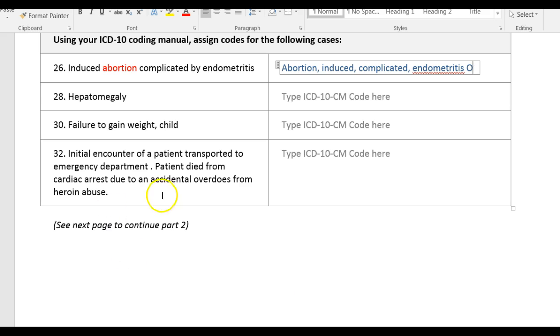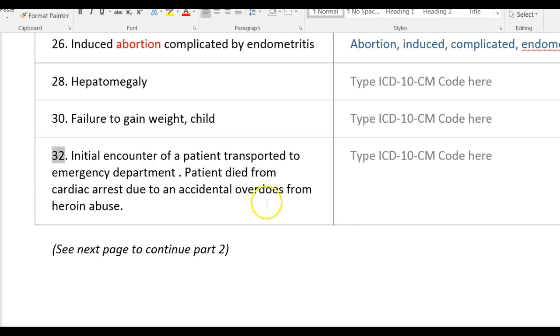Okay, so I am going to review number 32. This one seems like it's maybe a little complicated simply because it's a lot more information in the scenario. 32, and let me enlarge my screen. Initial encounter of a patient transported to emergency department. Patient died from cardiac arrest due to an accidental overdose from heroin abuse. Okay, first and foremost, what happened to the patient? We see that the patient has cardiac arrest, patient died.